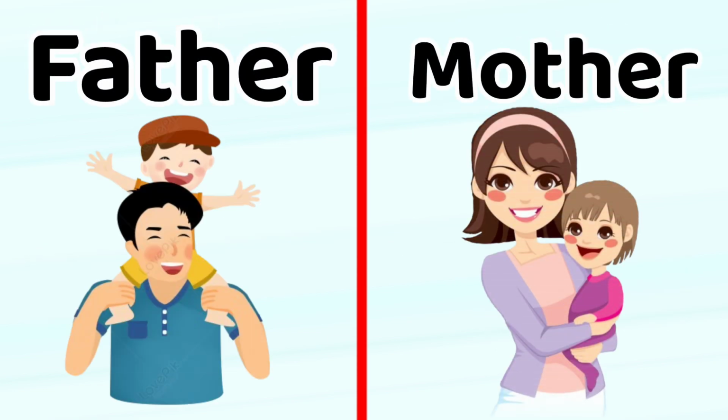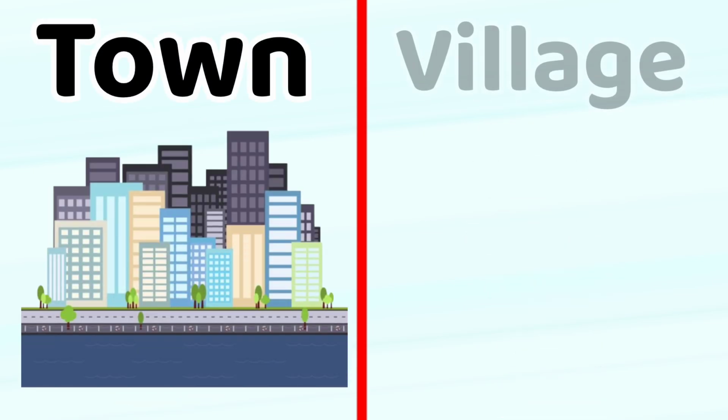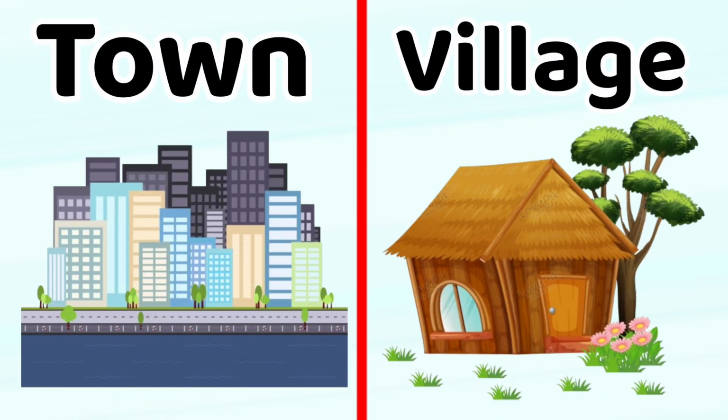Father, mother. Children, this man is father. This girl is mother. Father, mother. Town, village. Children, this is a town. This is a village. Town, village.